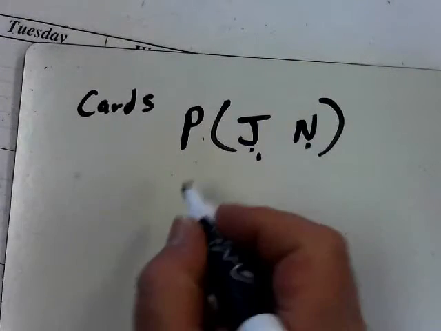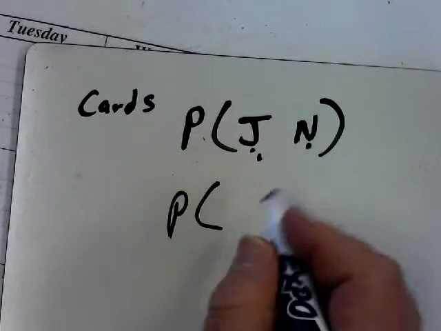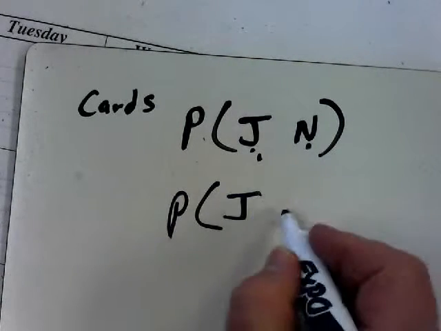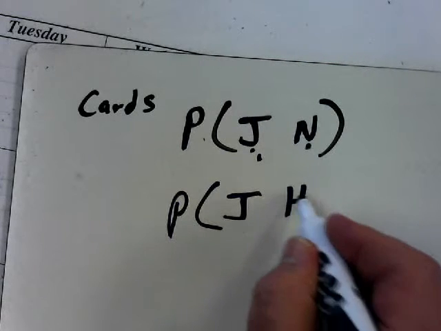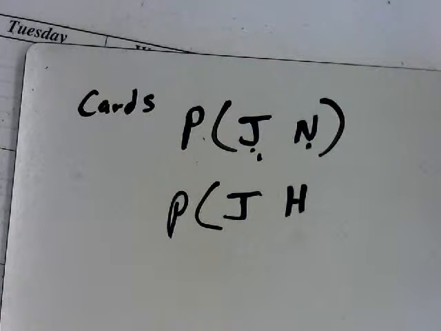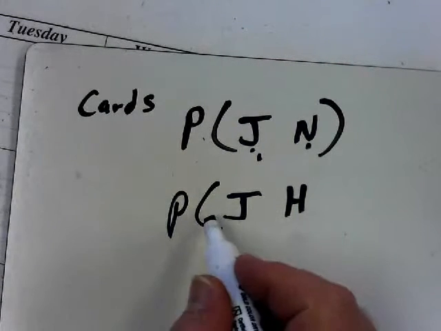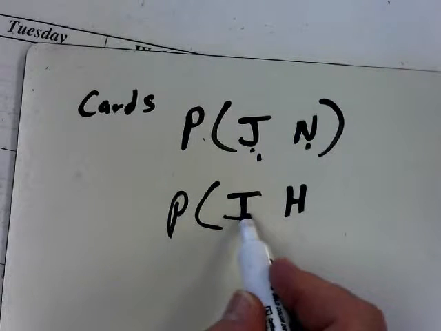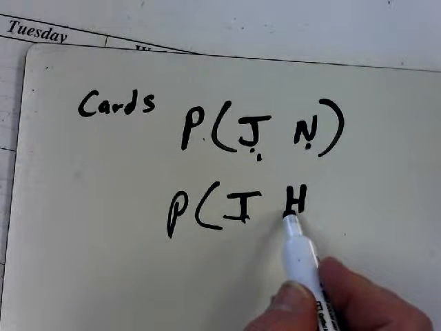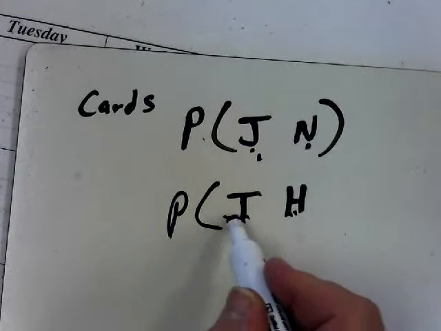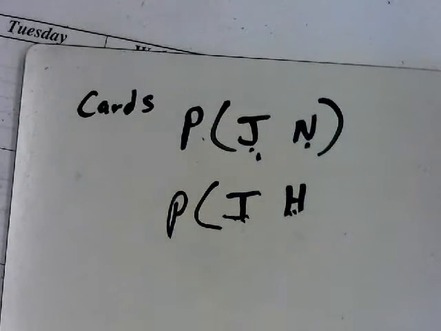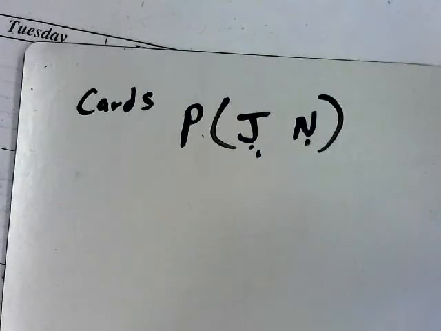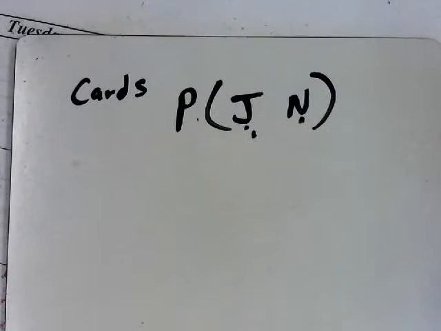What if I change that to finding the probability of a jack that would be a heart? That's non-mutually exclusive because I can actually draw a jack and I could draw hearts. Well, wouldn't part of those hearts be jacks? Yeah. There's a possibility of that. So that's non-mutually exclusive.